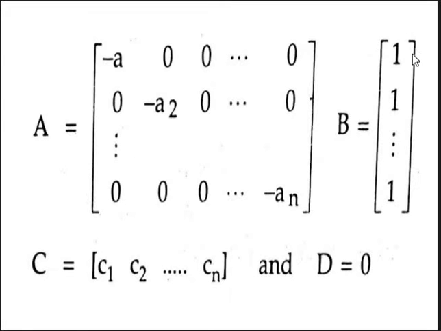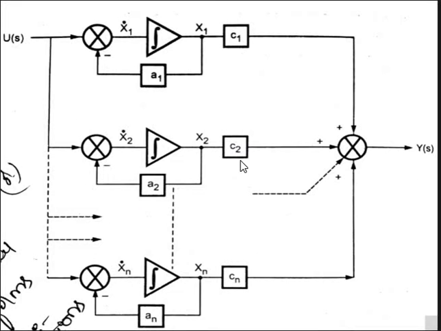The B matrix is always a column matrix, that is, always ones. Whatever the given problem may be, the values are always ones. And the C matrix, already we know, is a row matrix, and we collect all the constant values, that is C1, C2, C3 and so on, Cn.